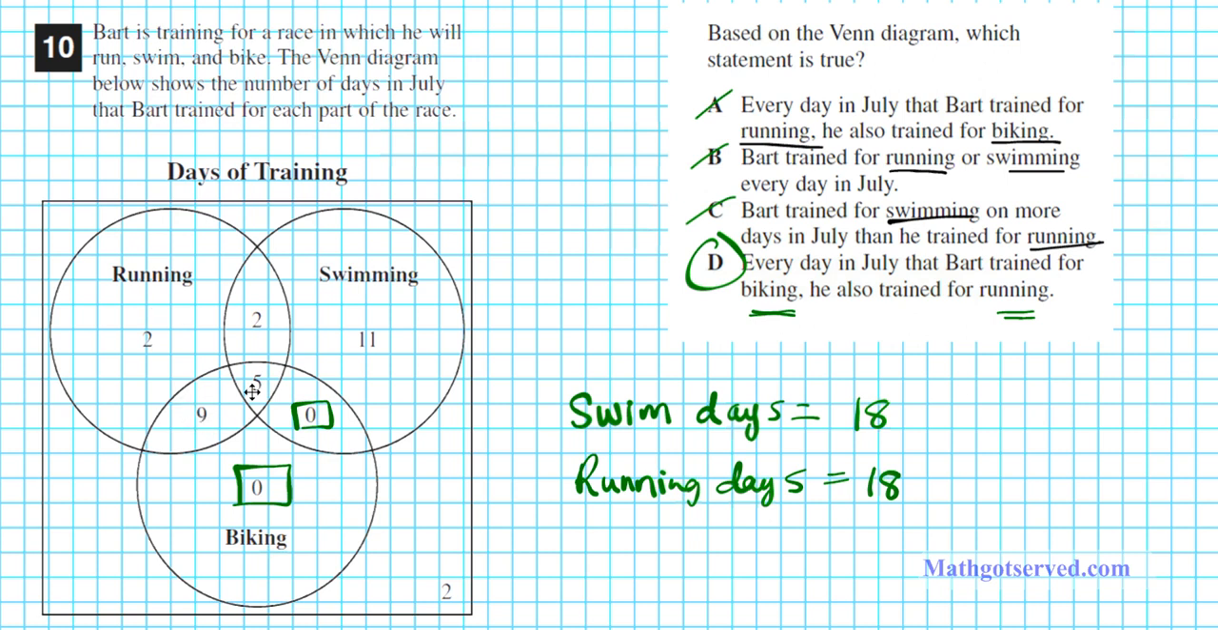All the days that Bart biked, he also ran. How many days were there? 9 plus 5, 14. So the 14 days that Bart biked, he also ran. So that automatically tells us that option D is the correct answer. Every day that Bart biked, he also ran, namely 14 days. So this is the correct answer.